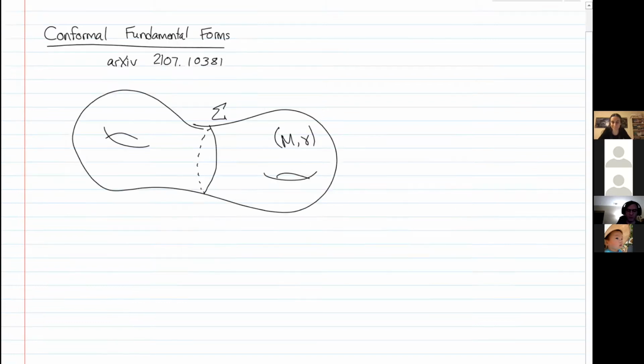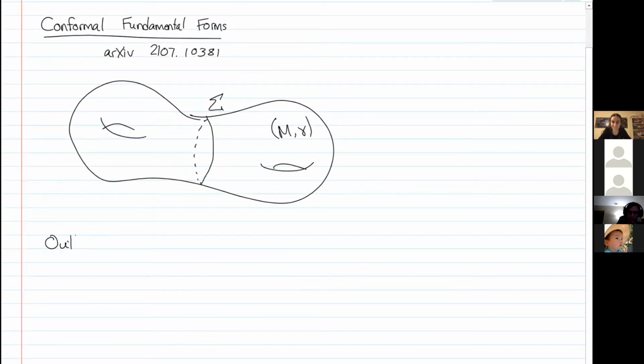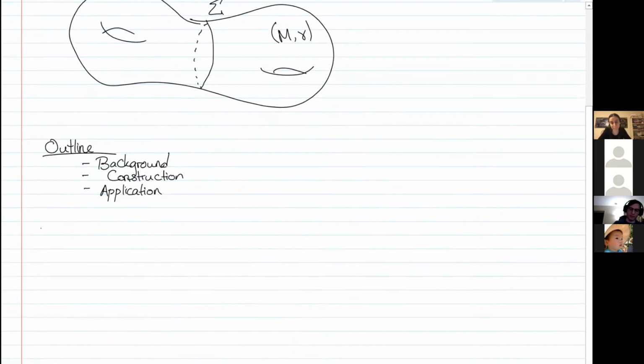So I'm just going to give you a quick brief outline of what the talk is going to look like. First, there's going to be some background information for those of you who are not as familiar with the differential geometry I'm going to be talking about. Then I'm going to give you the construction of these conformal fundamental forms after I tell you what they are. And then if I get there, which I'd love to, I'm going to give an application or two of why we might care about these things. So let's start with the background.